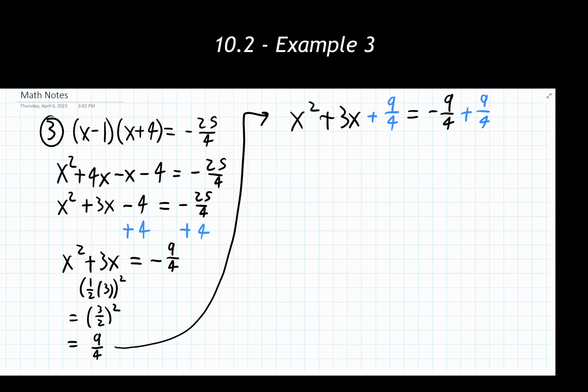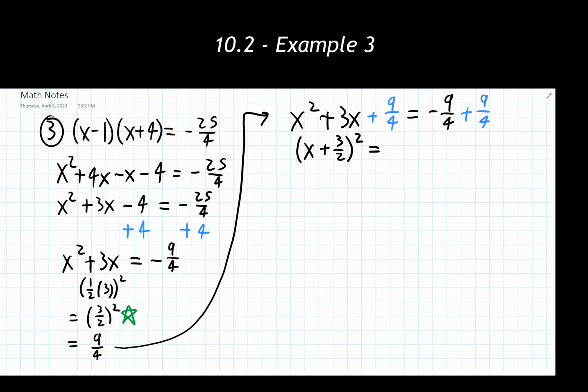Step 4 says on the variable side, we have the variables over here, I need to factor that into the square of a sum, square of a difference, whichever one that would be. And remember, this guy right here, that's our shortcut. It's going to always get us to that factored form without having to go through the full factoring process. So this left side is going to factor into x plus 3 over 2 squared.